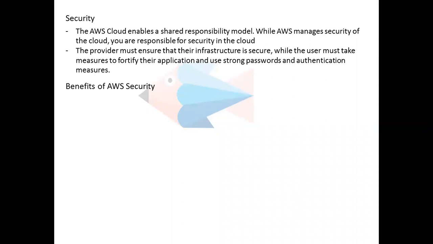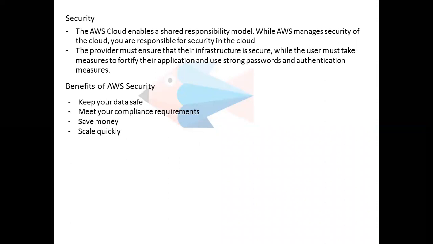So you should know what to make public and what not to. The application has to be facing the internet so that you can access it. But the database of Facebook, of course not, because everyone's data is there in the database. That is in terms of application security, but if you move to the cloud, the same applies. Now, coming to the security benefits of AWS, you can keep your data safe, meet your compliance requirements, save money, and scale quickly.